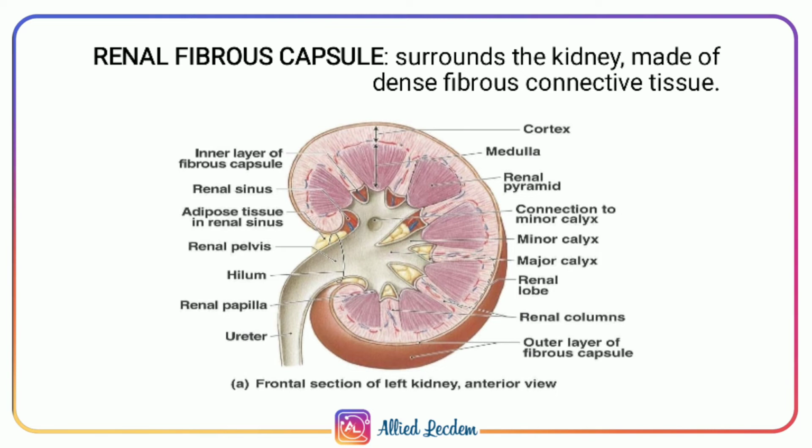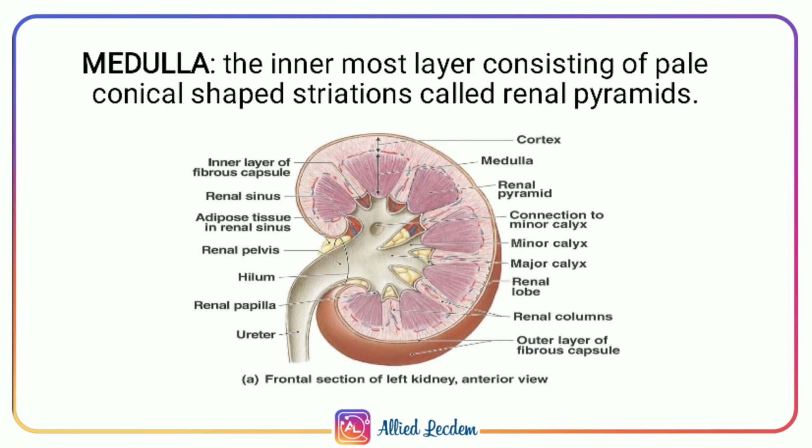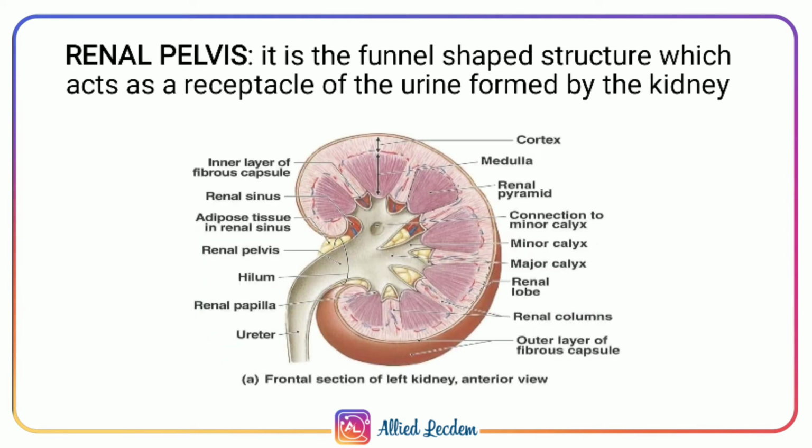Next, let's see small notes on gross structure. The kidney is surrounded by renal fibrous capsule and it is made up of dense fibrous connective tissue. Cortex. Cortex is a reddish brown layer of tissue situated below the capsule and outside the pyramid. Next, the innermost layer is medulla consisting of pale conical shaped striations called renal pyramids. Hilum. Hilum is the concave medial border or deep fissure of the kidney where renal blood and lymph vessels, ureter and nerves enter the kidney.